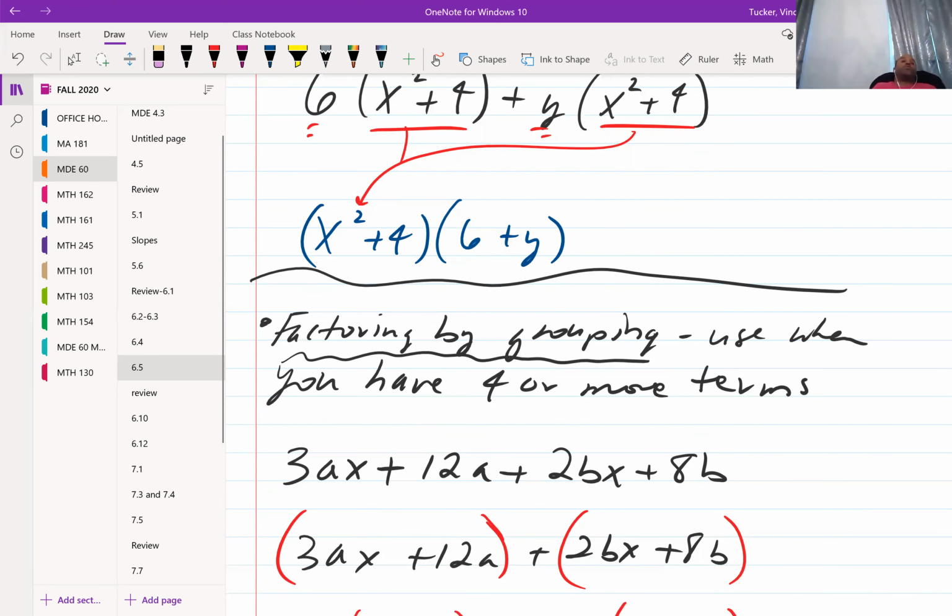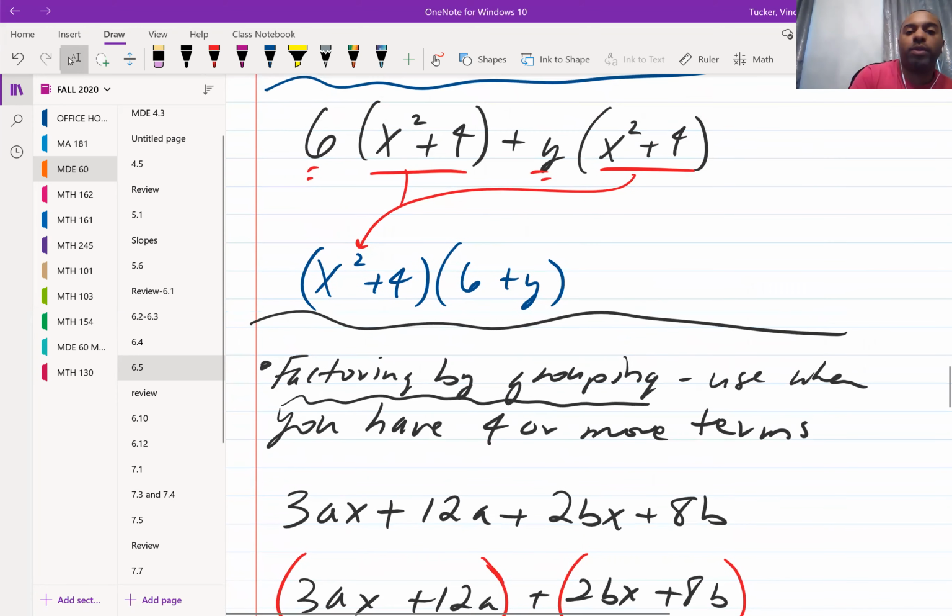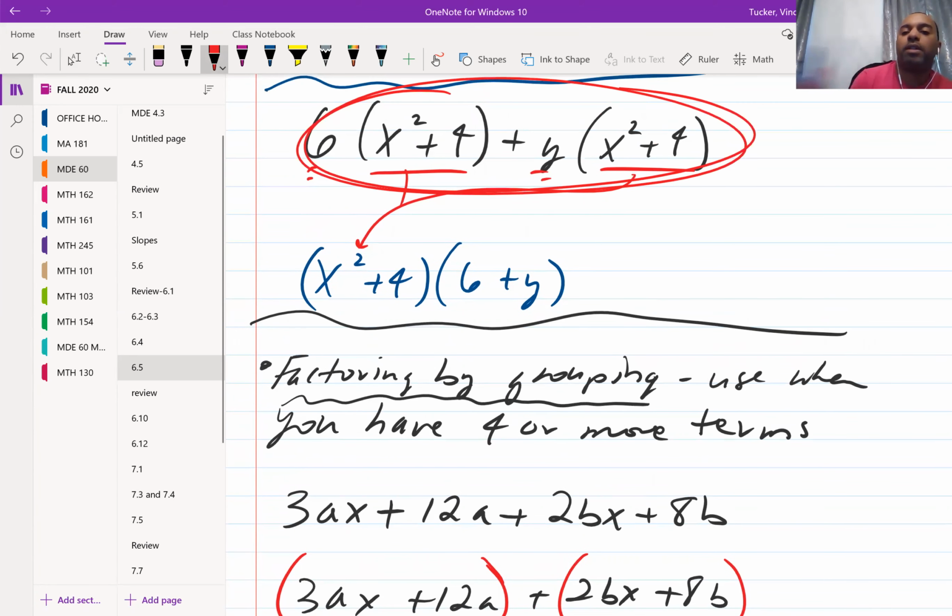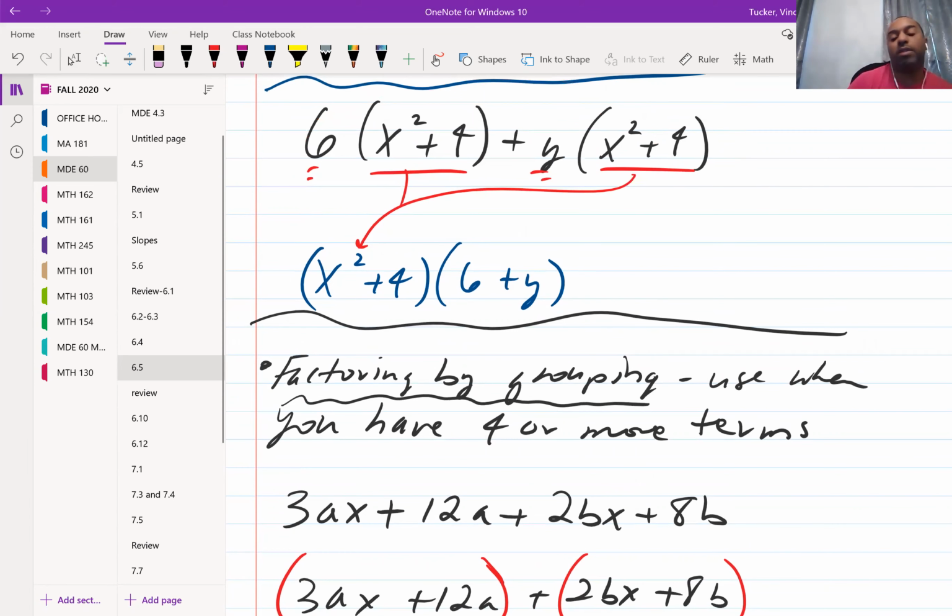What we're going to do is group together the first 2 terms and the second 2 terms. We're going to factor out a GCF out of each one and then see if this scenario is created, what we just finished doing, this right here. If so, we'll keep going until we finish. If not, then you may have to go and rearrange your terms.